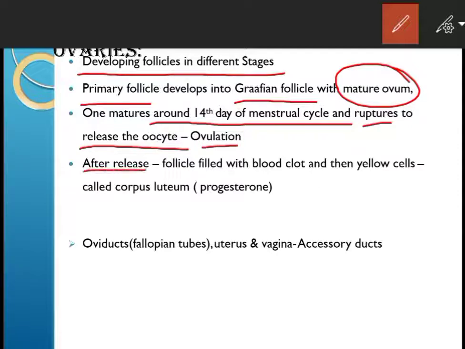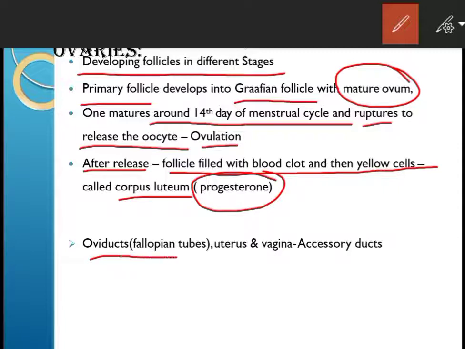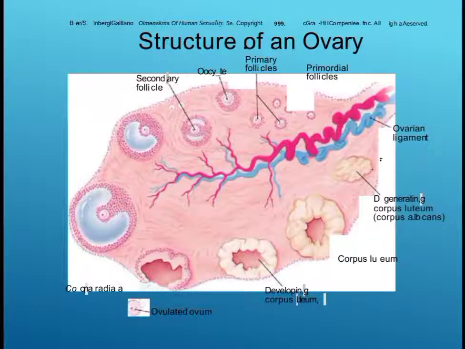After the release of ovum, the follicle filled with blood clot and yellow cells is known as corpus luteum, because of the high levels of progesterone. Oviducts, which are also called fallopian tubes, uterus, and vagina, are called the accessory ducts.